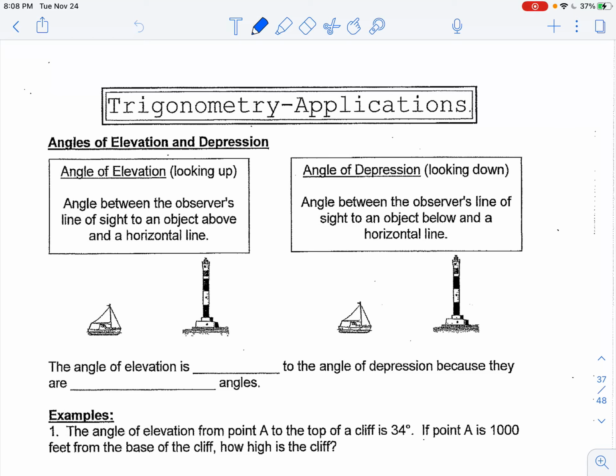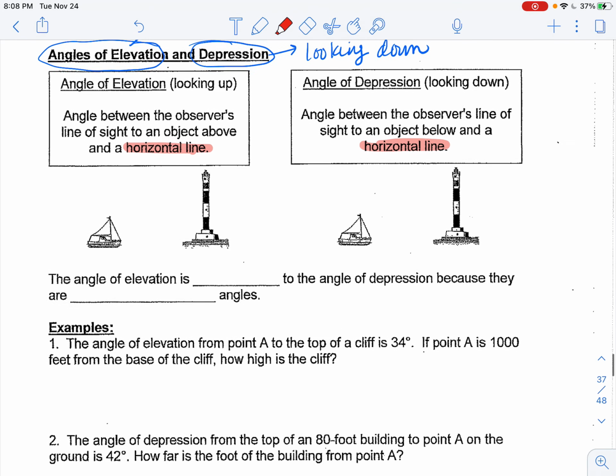In this video, we're going to work through some examples using trigonometry and word problems. Two common applications are when you have an angle of elevation or an angle of depression. When you are elevated, you are looking up. When you're depressed, you're looking down. And these are always from a horizontal. So we're always going to be drawing these from a horizontal.